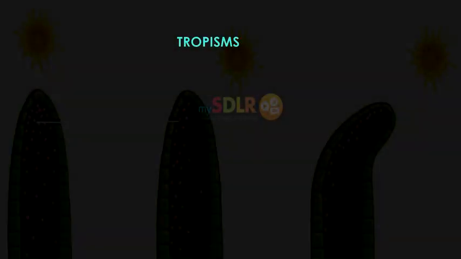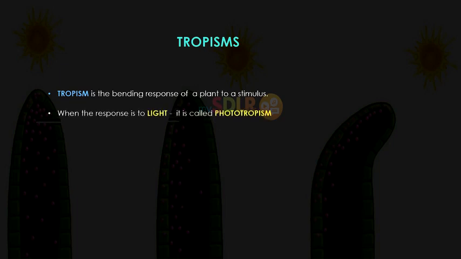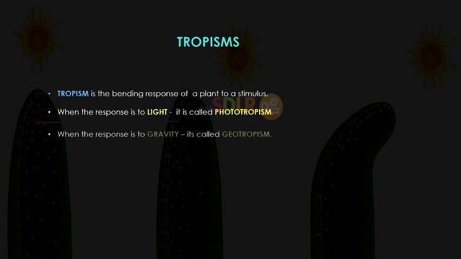Let's consider tropisms. Tropism is defined as the bending response of a plant to stimulus. When the response is to light, we refer to it as phototropism. When the response is due to gravity, it is called geotropism.